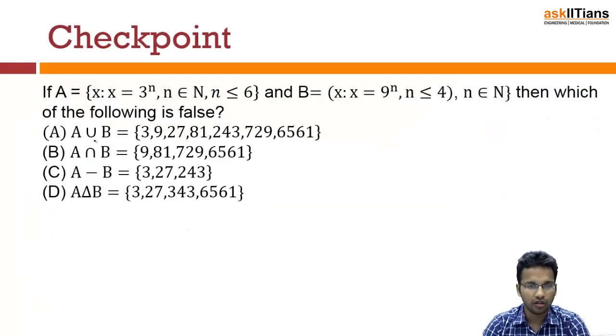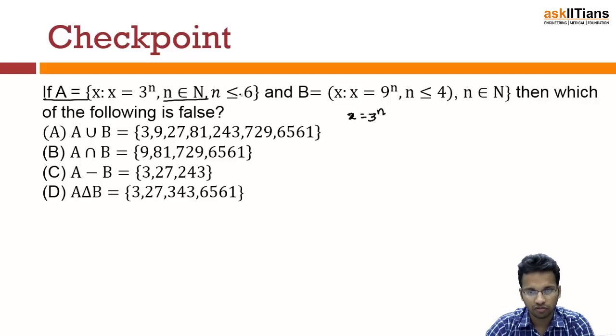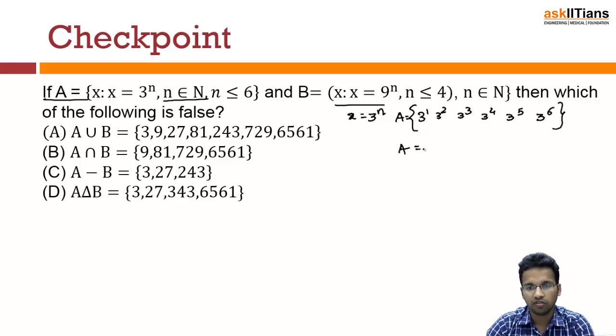Okay, moving on to the questions now, based on the properties which we have done. If A is given by x is equal to 3 raised to power n, and n belongs to natural numbers, n is less than 7. So clearly A will be 3 raised to power 1, 3 raised to power 2, 3 raised to power 3, 3 raised to power 4, 3 raised to power 5 and 3 raised to power 6. This will be your A. And B will be 3 raised to power 2n basically. So I can just make it as 3 raised to power 2, 3 raised to power 4, 3 raised to power 6 and 3 raised to power 8. Which of the following is false?